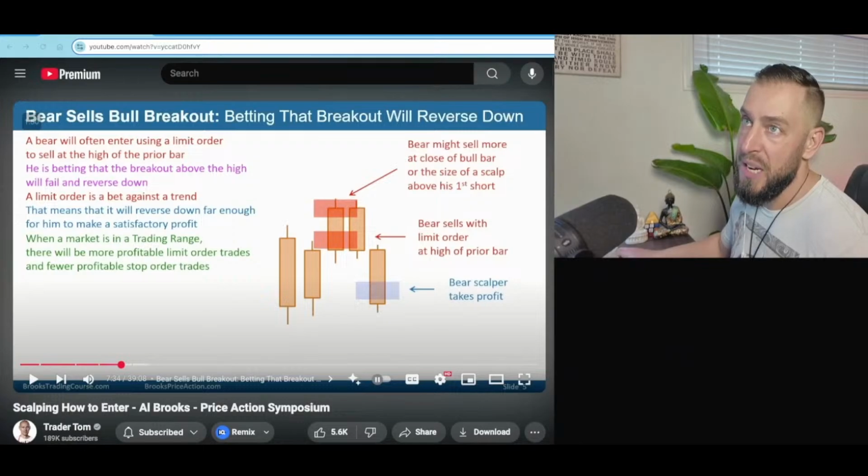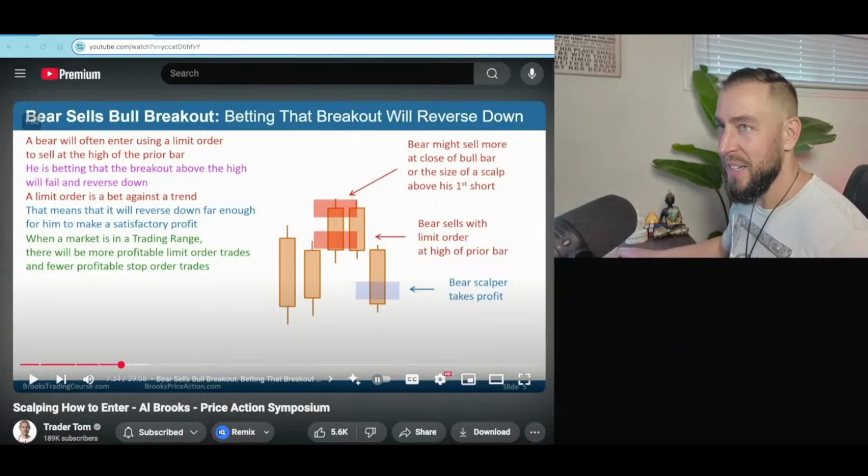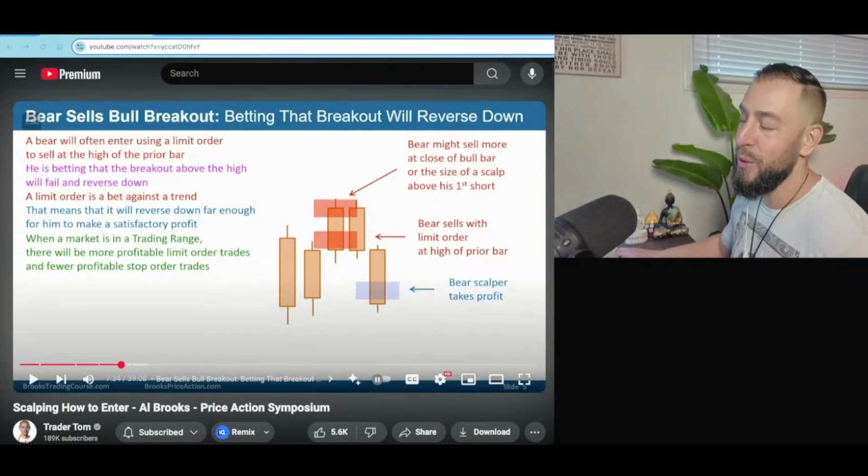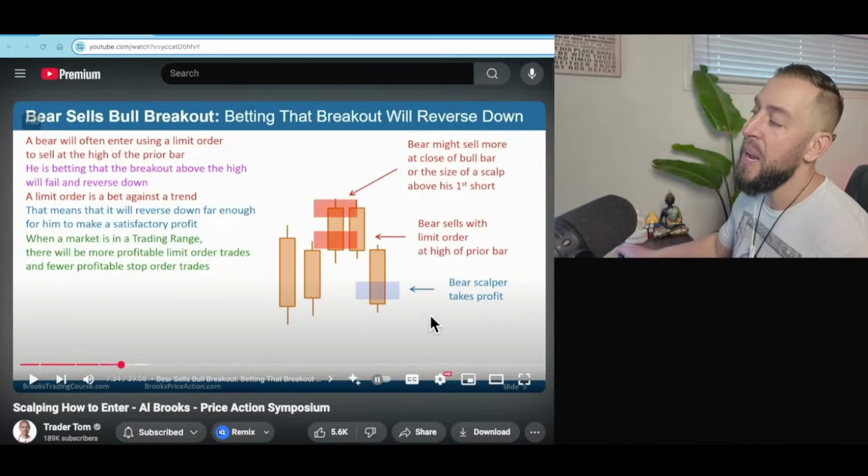In a trading range, should you rely more on stop orders or limit orders? In a trading range, when you're scalping, should you rely more on stop orders or limit orders? Post it in the comments right now so I know you're paying attention.